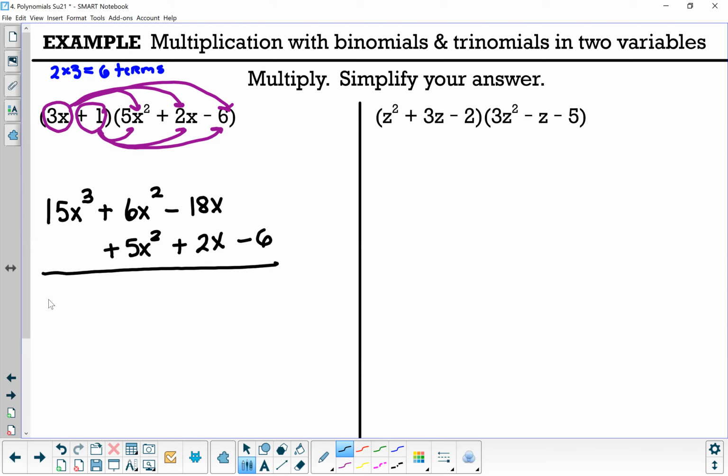Now bring down the 15x cubed and the plus 6x squared plus 5x squared. Add your coefficients, plus 11, and then we have x squared. Next, minus 18x plus 2x. Subtract your coefficients, so we have minus 16x, and then bring down the minus 6.